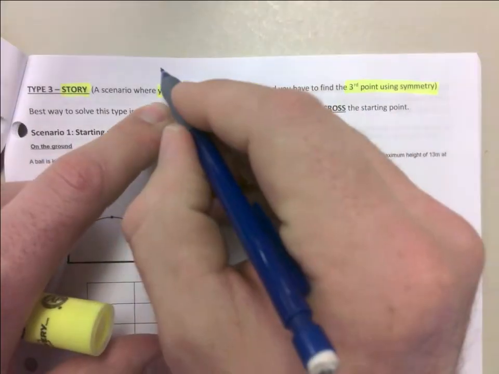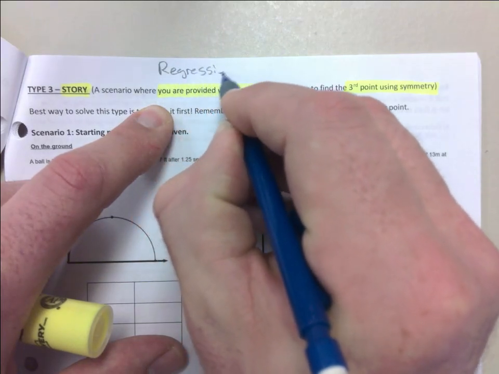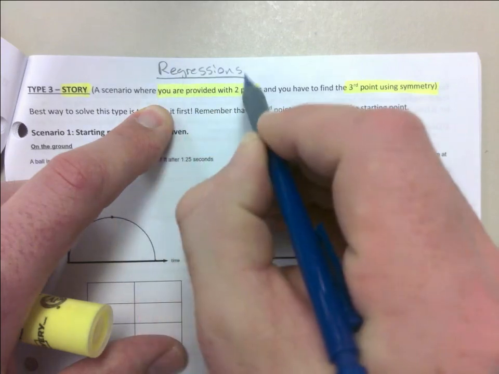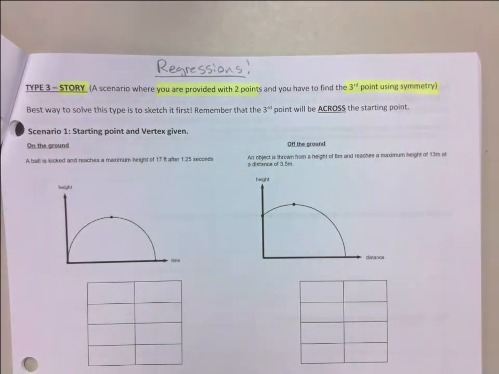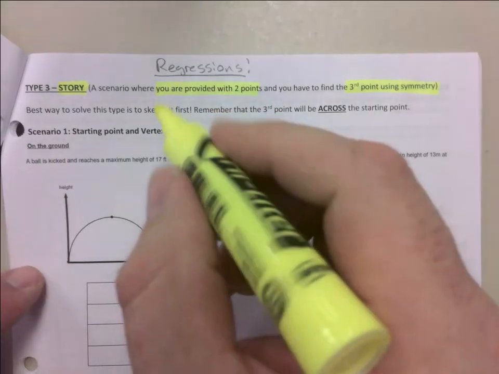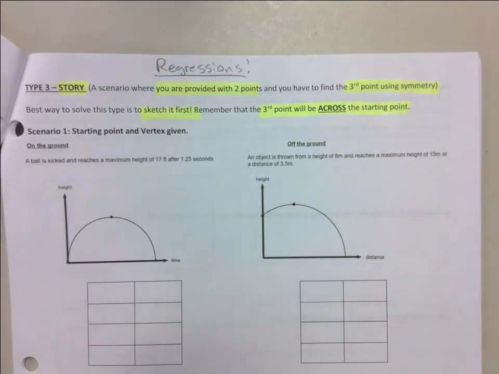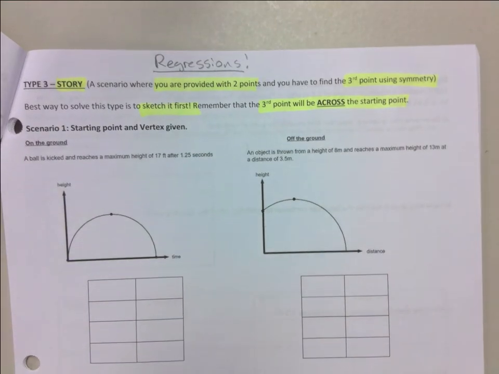At the very top of this, I'll write down regressions. Okay, just make sure you have that. This is still regressions where you have to make up your own points. The best way to solve this type is to sketch it first, and remember that the third point is across the starting point. That is your golden ticket.